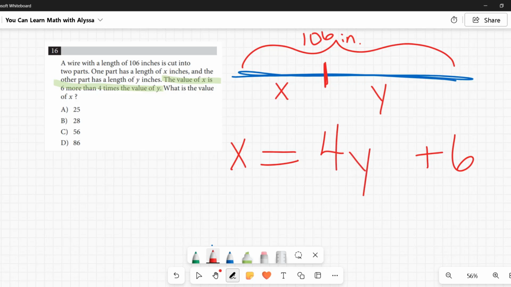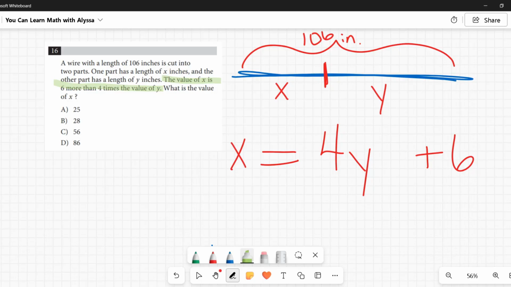4 times Y. All right, so we read it all together and we look at our equation to make sure that we have done it correctly. The value of X is 6 more than 4 times the value of Y. There we go. So now I need to solve for this. How do I solve for this? I've got an X and a Y. I have 2 variables. If I have 2 variables, I cannot solve for either of those variables using only one equation. You need the same number of equations as you have variables. You've got 2 variables, you need 2 equations.